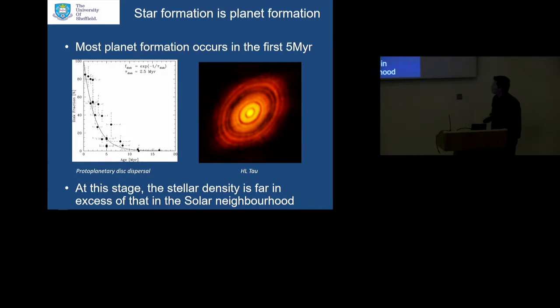There's been some observational evidence to corroborate this recently. This is the beautiful HL Tau image from ALMA. This is a star that's about 1 million years old, and it has a protoplanetary disk. You can see that there are lines in the disk. One interpretation of these lines is that these are planets that have already formed that are sweeping out gaps in the disk. And as I mentioned a few slides ago, at this stage, the stellar density is way in excess of that in the solar neighborhood.